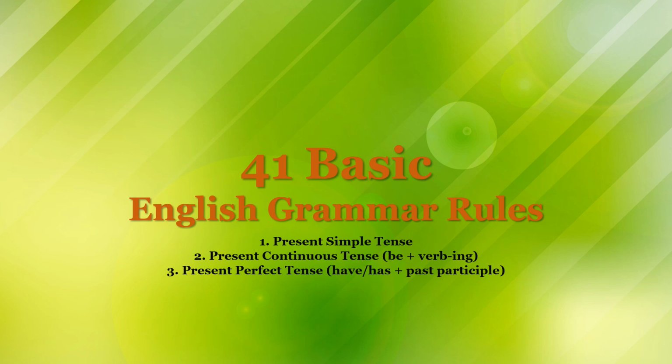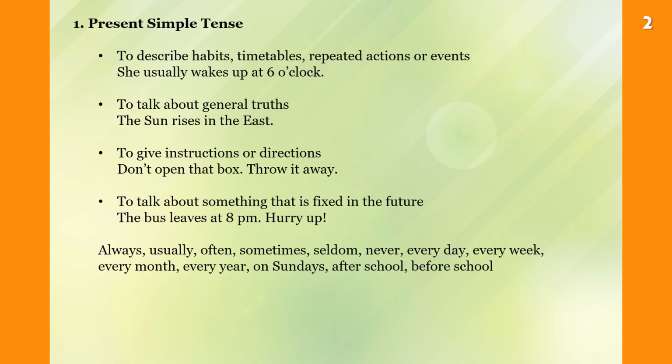We are studying 41 basic English grammar rules, and today we are studying rules 1, 2, and 3. Present simple tense, present continuous tense, and present perfect tense. Number 1, present simple tense, and you can call this simple present as well. Present simple or simple present.